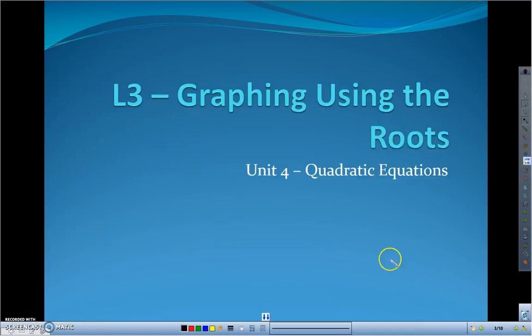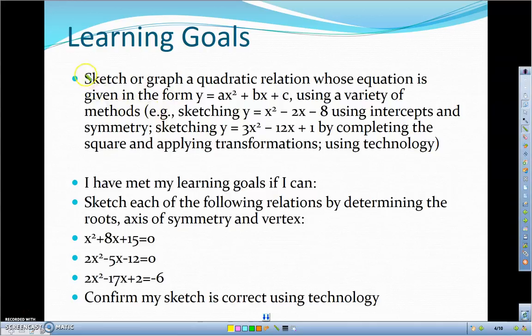Moving on, we still have quite a bit of review to do, but we're graphing using the roots in this lesson. The goal of this lesson is to sketch a quadratic relation whose form is in the standard form ax squared plus bx plus c using a variety of methods. In this lesson specifically, we're using the intercepts and the axis of symmetry. We have in some respects done it already by transformations, and if I've got time, I will show you how to confirm your answer using technology. I've met my learning goals if I can sketch and confirm these quadratic equations here.